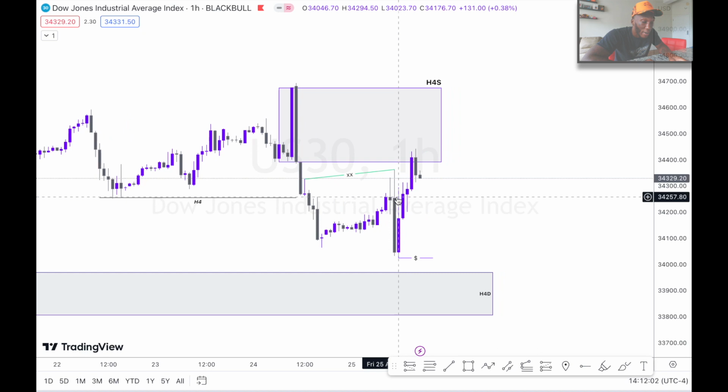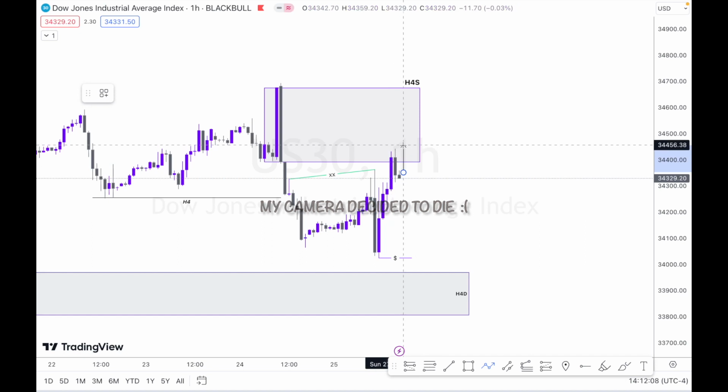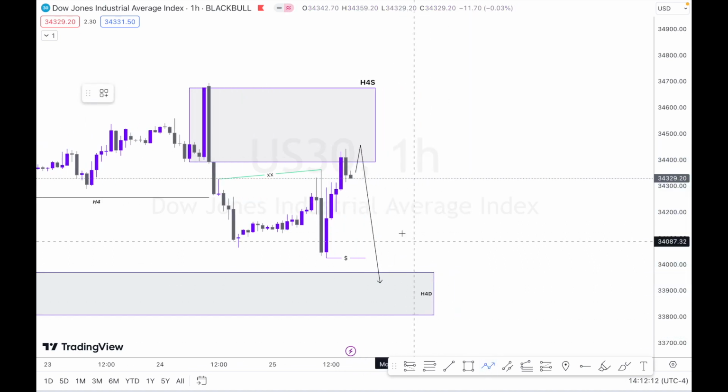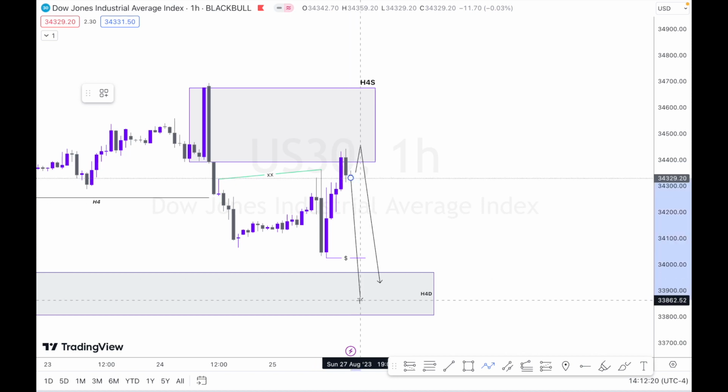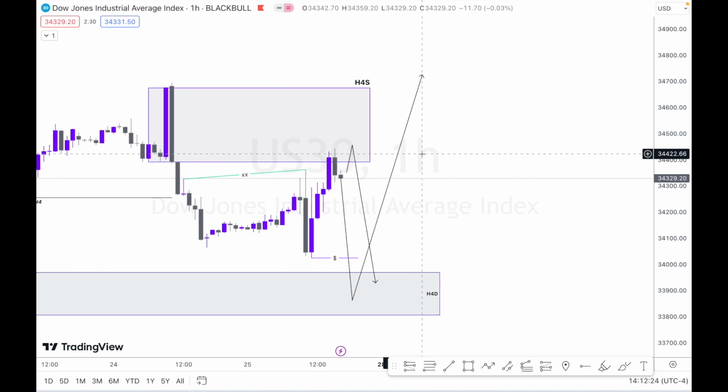So I'm bearish on US 30. I'm expecting either a push up here, sweep this into here, then down, or I'm expecting a trade confirmation that already took place here, or that will take place here, and then just come straight down and then go up. So I'm bearish on US 30.